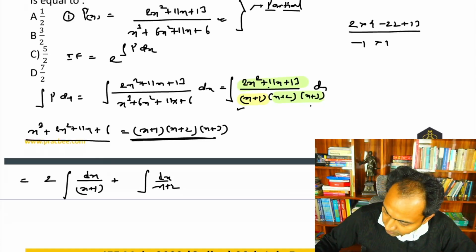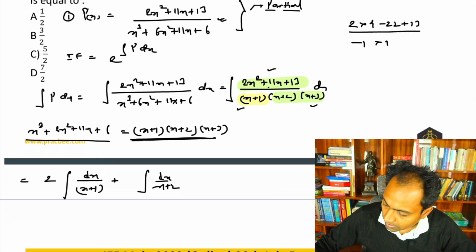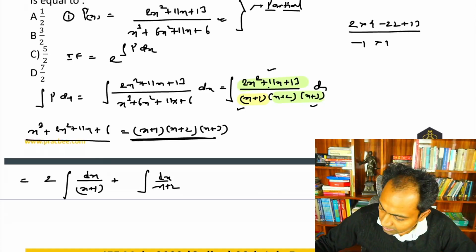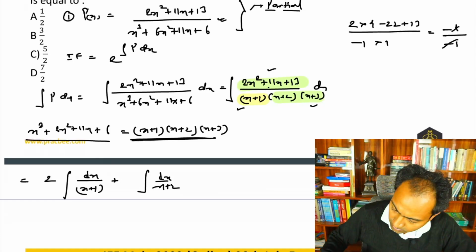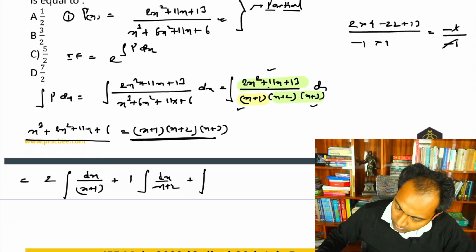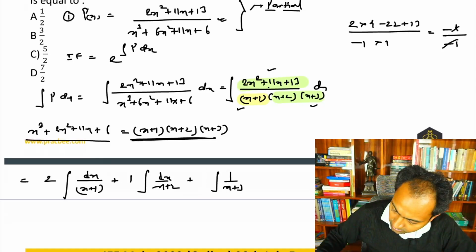So now we are putting value here, here and here. And if I do it so, this becomes 8 plus 13, which will be equal to 21. Minus 1 by minus 1, this becomes 1. And the last term would be nothing but integration of 1 upon x plus 3.